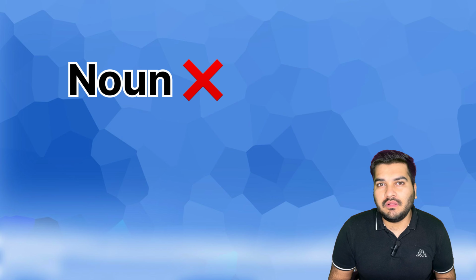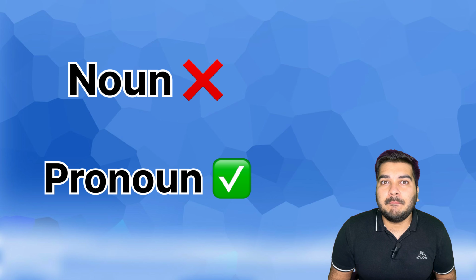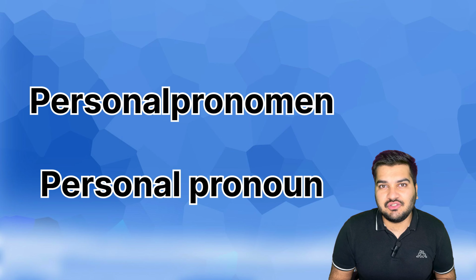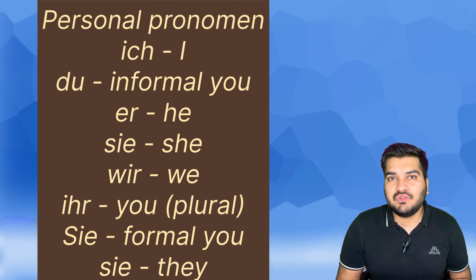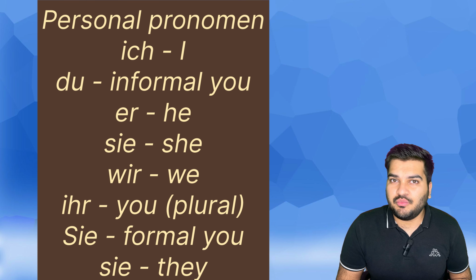It is not convenient to say the nouns all the time. So instead of using the nouns, we use pronouns. We call it Personal Pronomen in German, which is personal pronoun in English. Let's start with me and see what we can use instead of noun. I hope now you are able to see the whole list of personal Pronomen, which is personal pronoun. Let's see how we pronounce it.